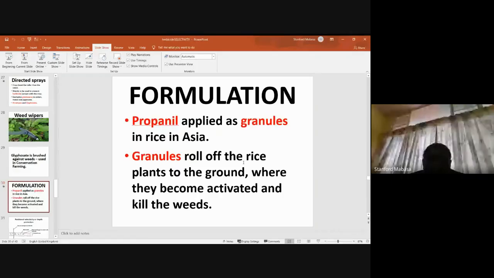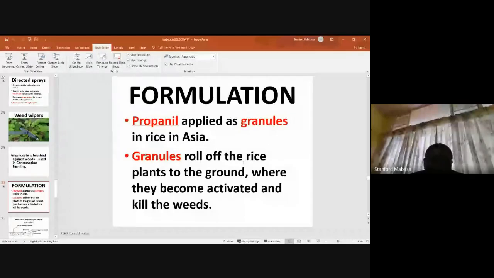So the granules can roll off the rice plants and fall to the ground, where they become activated and kill weeds. So you simply broadcast the granules on your plants. The rice is not affected, but as soon as the granules hit the ground, they dissolve and start killing weeds.